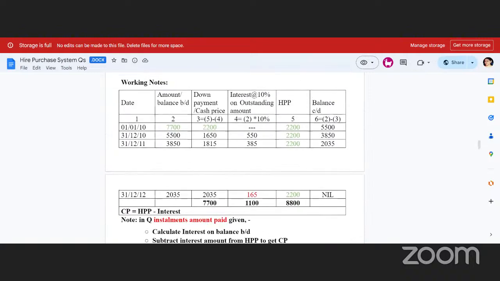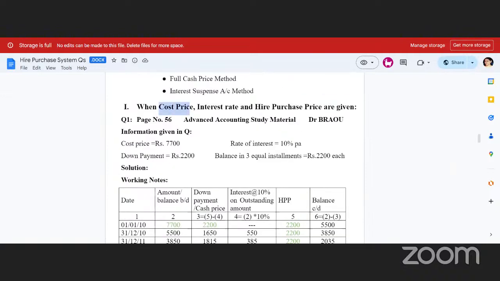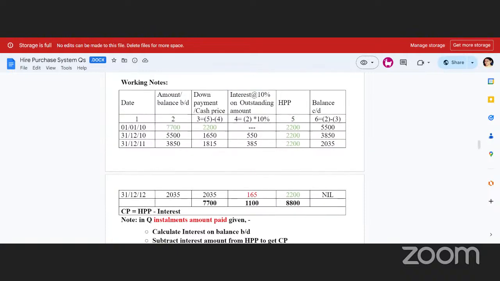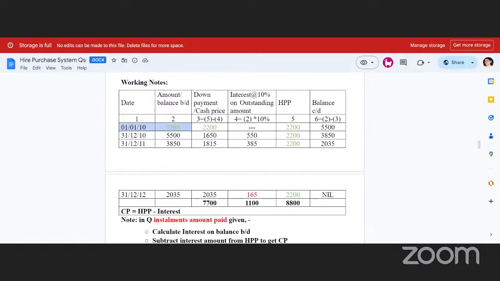Now to see how to calculate. This is important. So here in this question, you have been provided cost price, interest rate, hire purchase price. Hire purchase price is each installment amount that he is paying. So how are we calculating? See, the date when he purchased will be given to you, 1st January. If not given, you assume it's the 1st January of the year beginning. And the value of the asset at the date of purchase is 7,700. How much he paid as down payment? 2,200 he paid. Right? Down payment is 2,200.